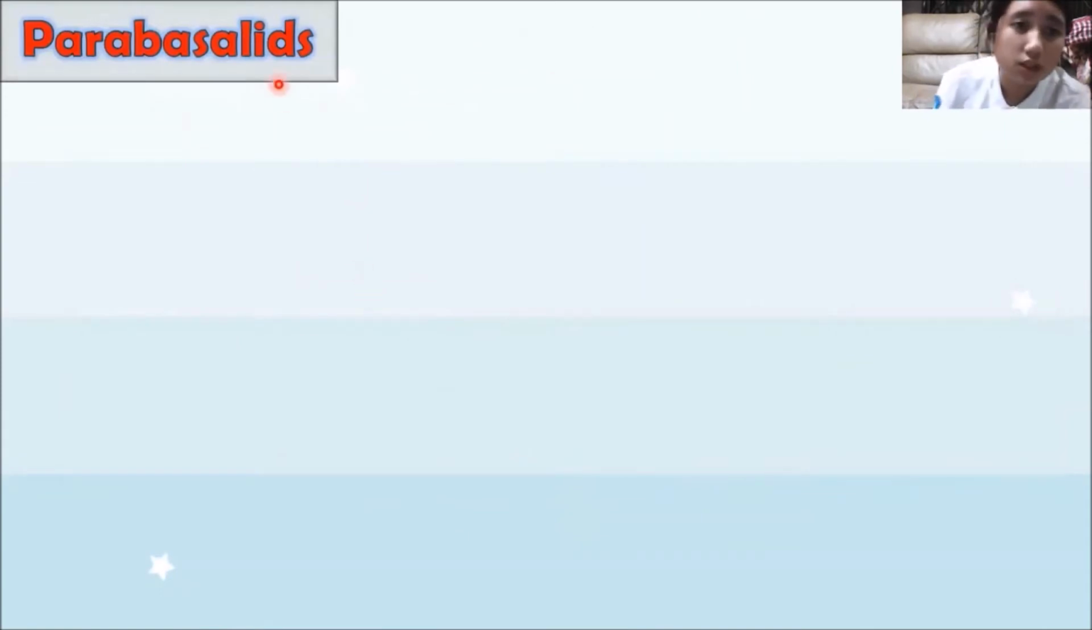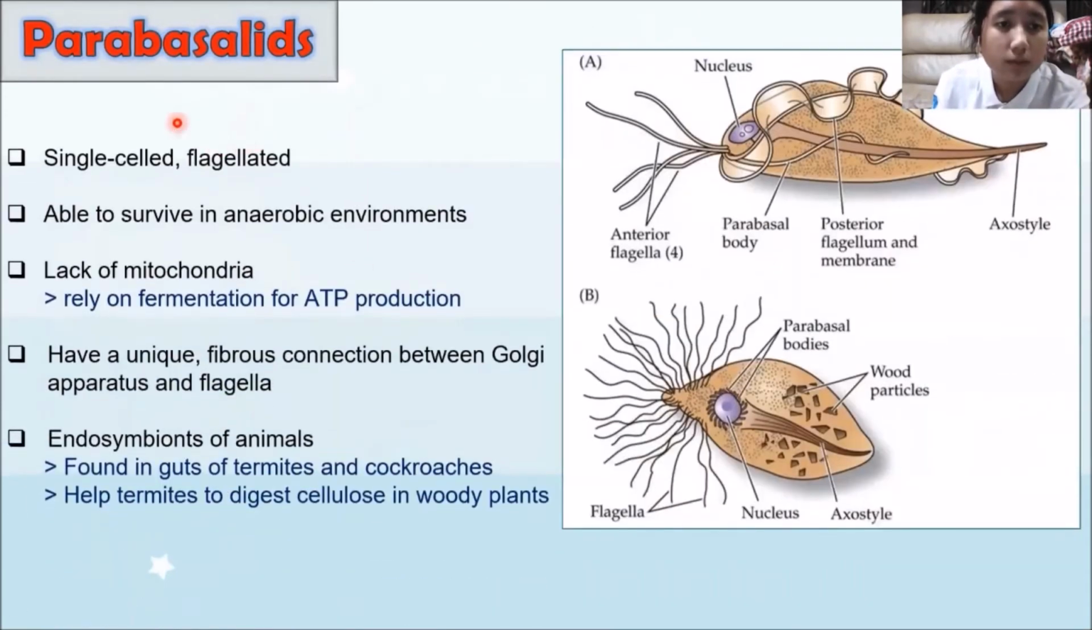Next member is Parabasalids. Parabasalids are single-celled and flagellated, which means they have many flagella, and they are able to survive in anaerobic or low oxygen environments. They lack mitochondria, so they rely on fermentation for ATP production. They have a unique fibrous connection between Golgi apparatus and flagella. And you can see from this figure, there is an undulating membrane on the Parabasalids.